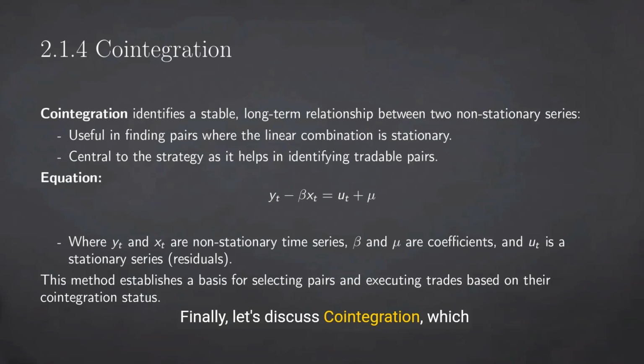Finally, let's discuss cointegration, which identifies stable, long-term relationships between two otherwise non-stationary series. If a linear combination of these series results in a stationary series, they are said to be cointegrated. Practically, this is explored by regressing one series on another and examining the residuals. If these residuals form a stationary series, the original series are cointegrated, suggesting a predictable long-term equilibrium relationship useful for trading.